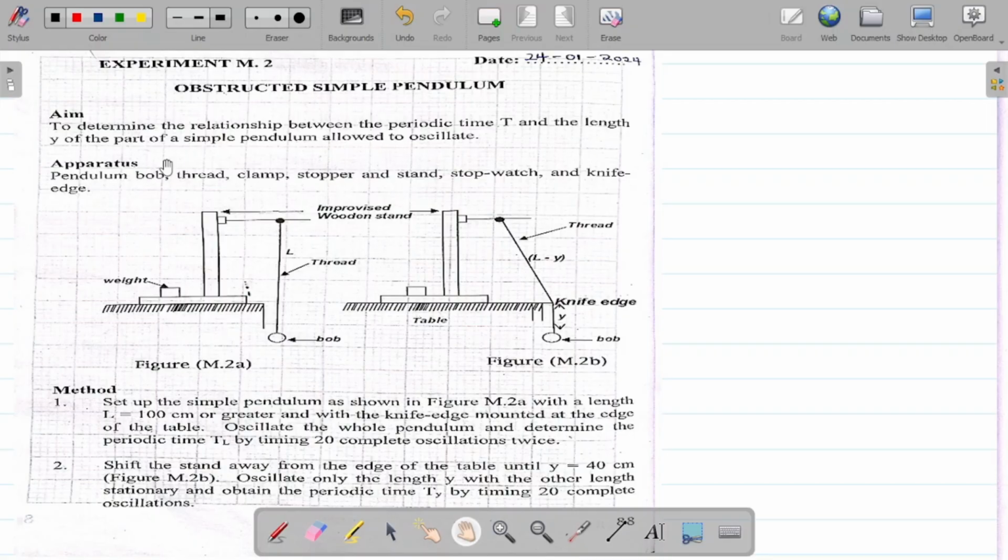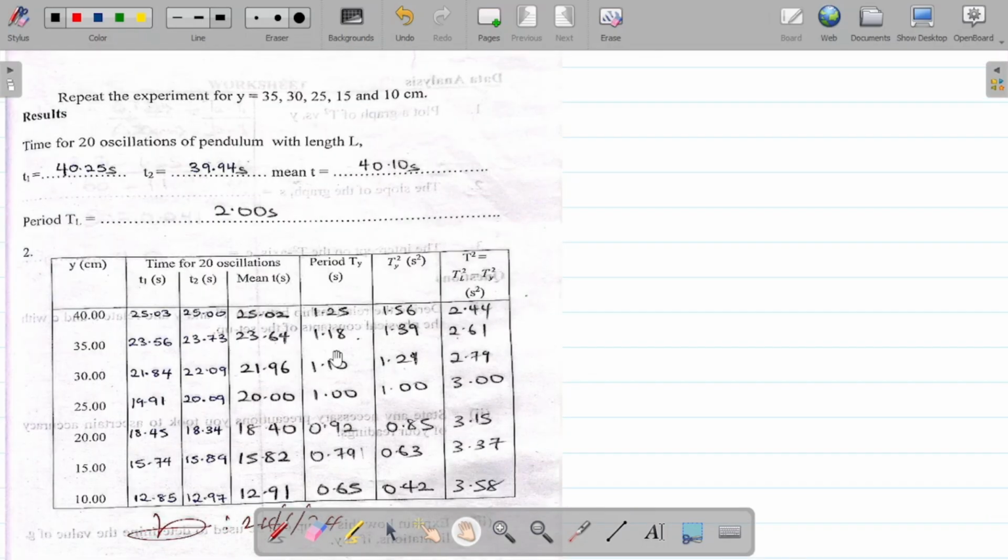Alright, so we have our apparatus here. For this video, I'll just go straight to the table values and how to fill up the tables. So let's go straight to tabular readings. Repeat the experiment for y equal to 40, 35, 30, 25, 20, 15, and 10 cm.